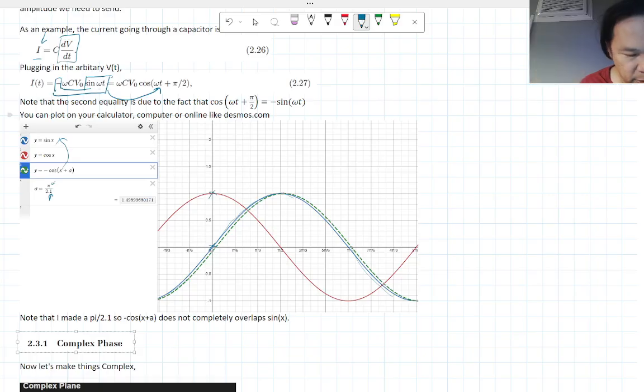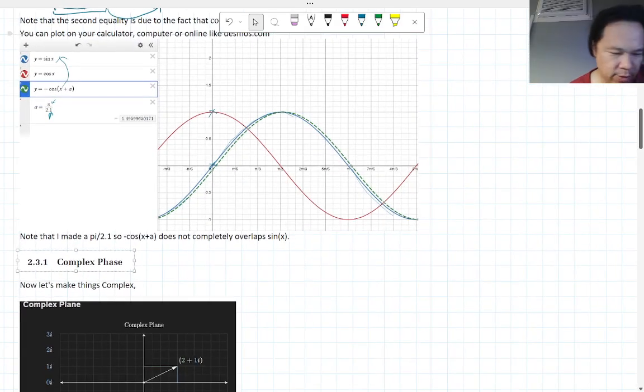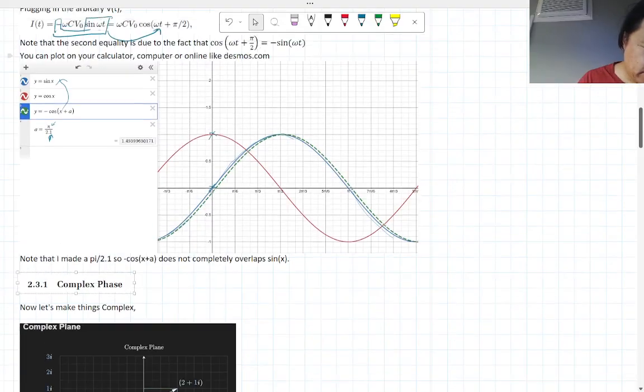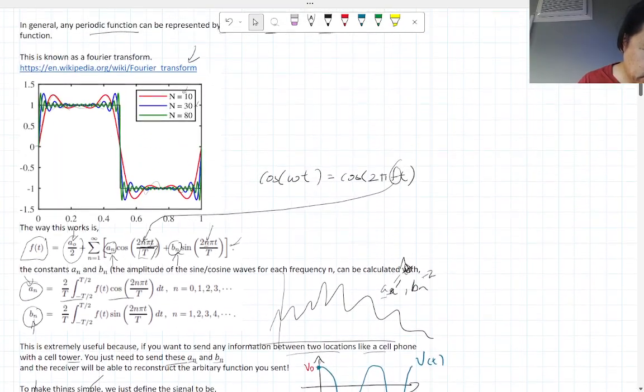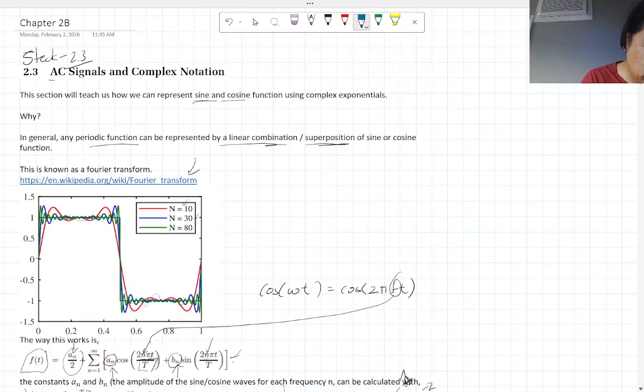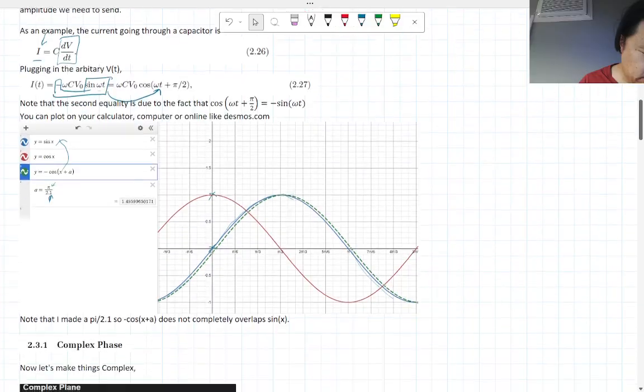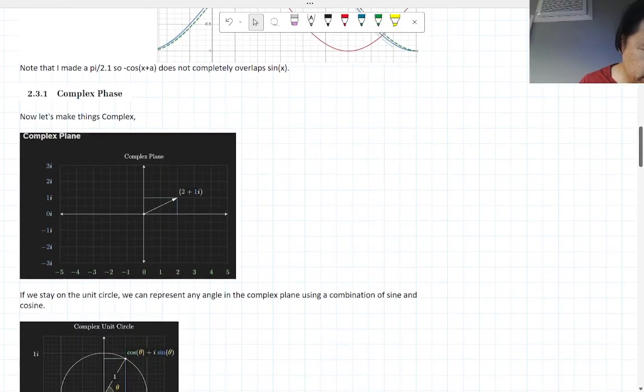That's one way to think about that. Another way is to just memorize trig identities so that you know all these trigonometry relations. All right, so that's how we represent the AC signal in our circuit, with these sine and cosine functions.